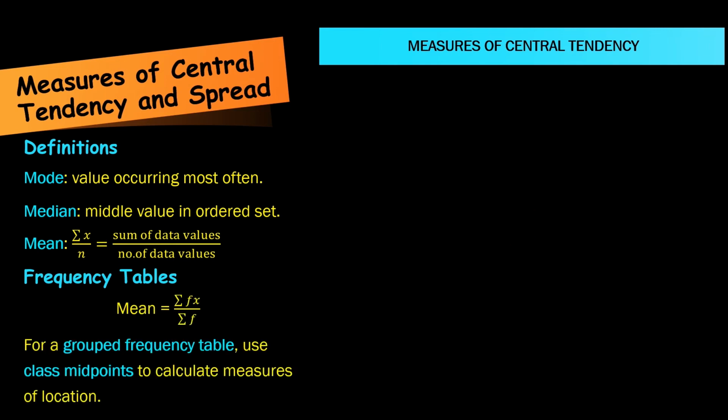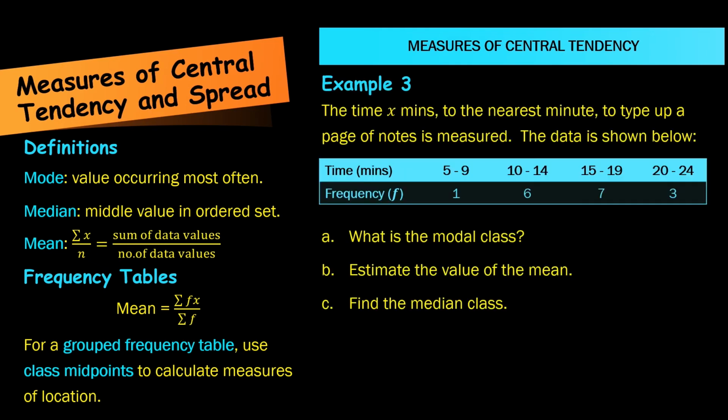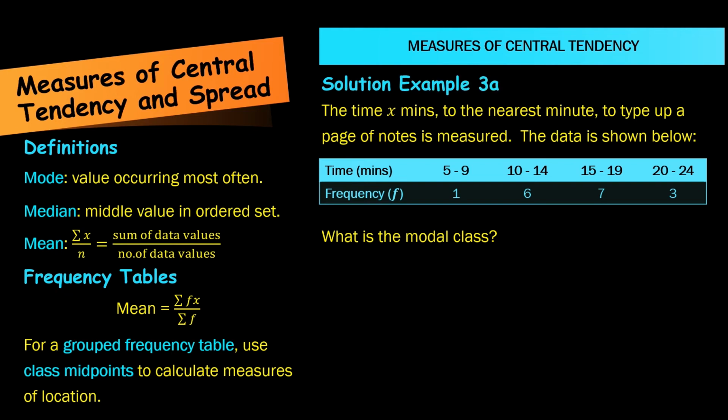For a grouped frequency table, use class midpoints to calculate measures of location. Let's take a look at an example. Pause the video and have a go. Press play when you're ready to view the solutions. So let's solve this. The time x in minutes to the nearest minute to type up a page of notes is measured. The data is shown in the table. What is the modal class?